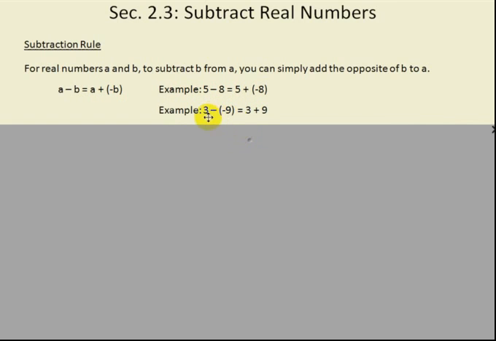Another example here, if we start with 3 and now we subtract a negative number, so 3 minus negative 9, we can change the subtraction to an addition as long as we change the sign here as well. So now instead of a negative 9, it becomes a positive 9. You may have heard before the line, subtracting a negative is just like adding a positive. So 3 minus negative 9 is equivalent to 3 plus 9.